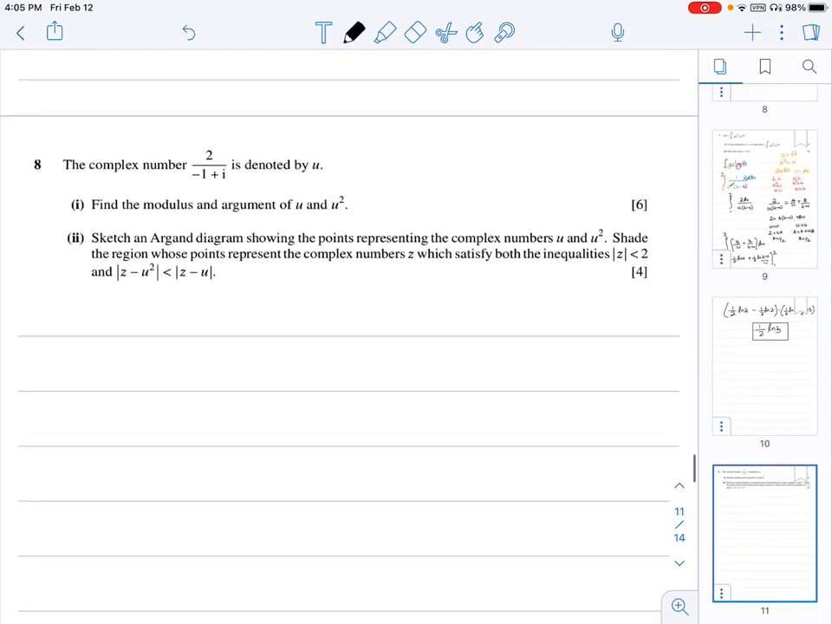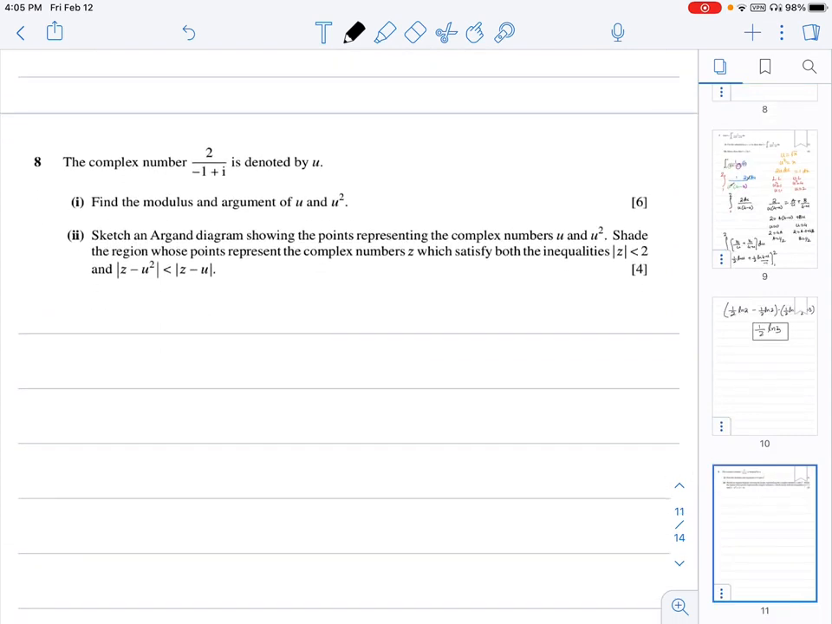Question number 8. The complex number 2 by minus 1 plus i is denoted by u. Find the modulus and the argument of u and u squared.